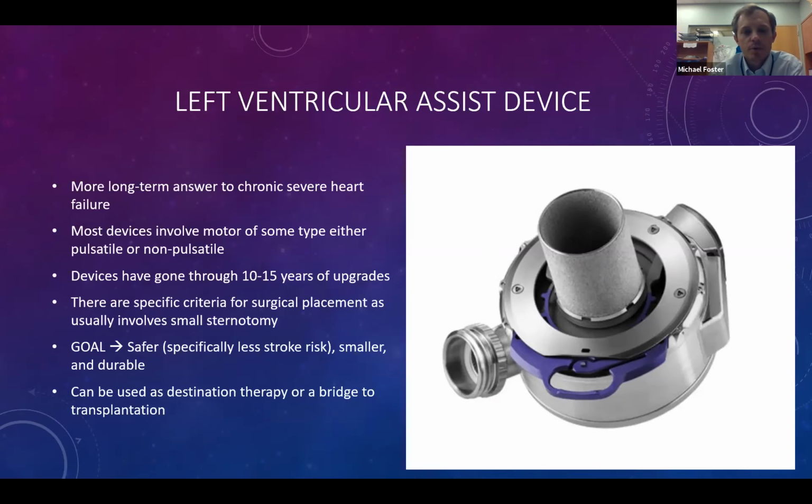And the devices have gone through upgrades in the last 10 to 15 years. So each device has become smaller and more durable. The devices also have been improved to lessen the stroke risk. However, all the devices that I'm aware of still need the use of blood thinners at this point in time. Patients can have the device placed as a bridge to get to heart transplant or as destination therapy alone in some tertiary centers.